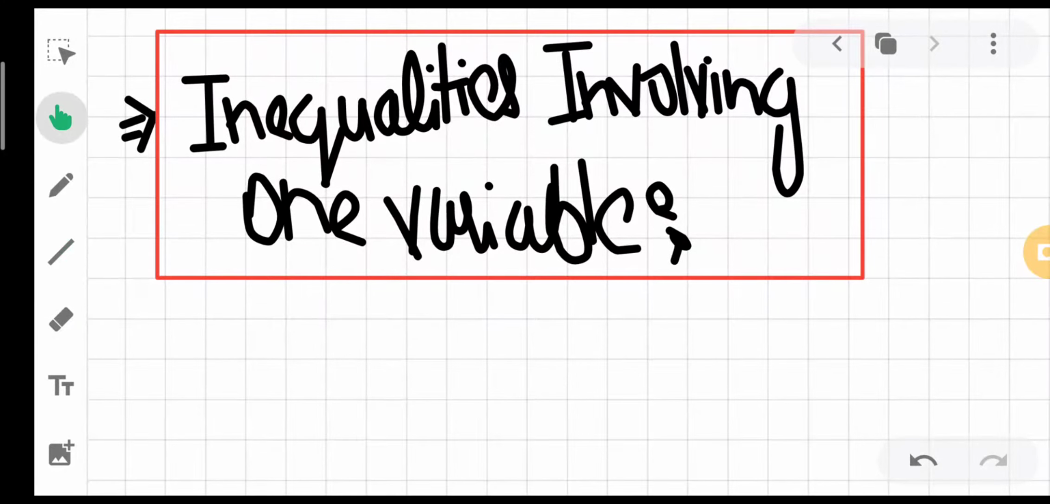So the topic that we are going to discuss in today's class is inequalities involving one variable. Before starting this topic, first let's have a look at the signs of inequalities. What do we actually mean by inequalities, and what are their signs?